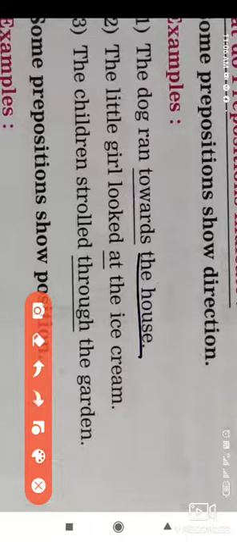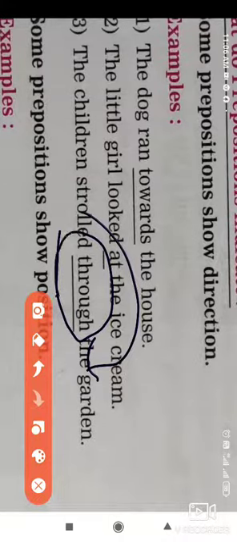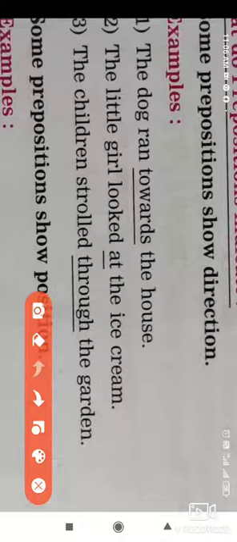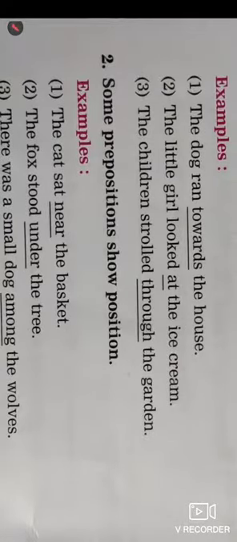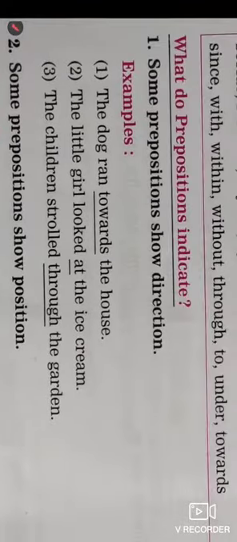In the second sentence: the little girl looked at the ice cream. Here ice cream is a noun and looked is a verb, and the relation is shown with the help of the preposition at. The children strolled through the garden. Strolled and garden are related with the help of the preposition through. So prepositions are used to show direction.